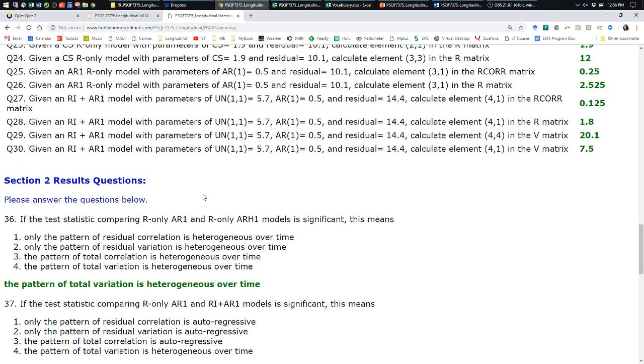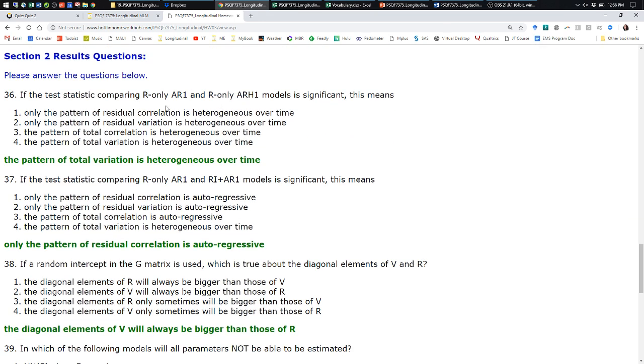All right, let's look at the other ones then. So we talked about this then. R only AR1 versus R only ARH1. Those differ in their what?